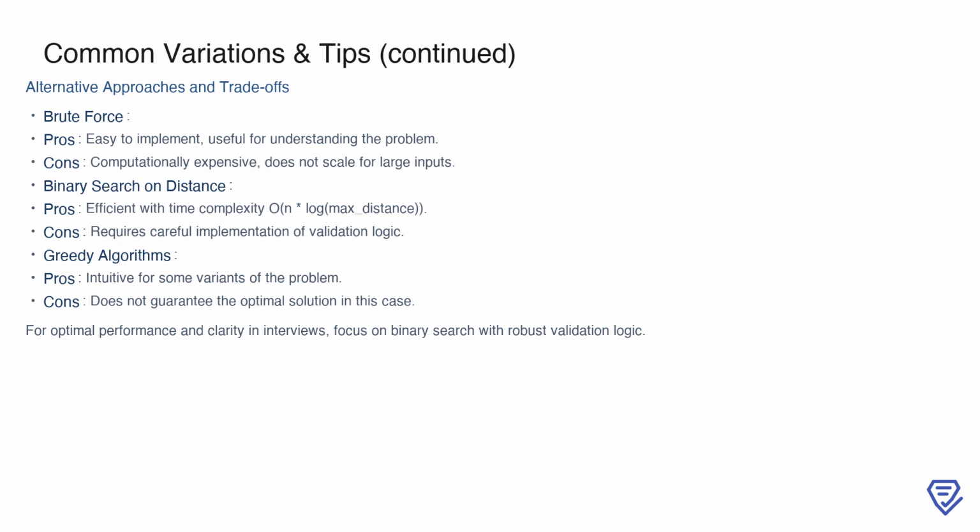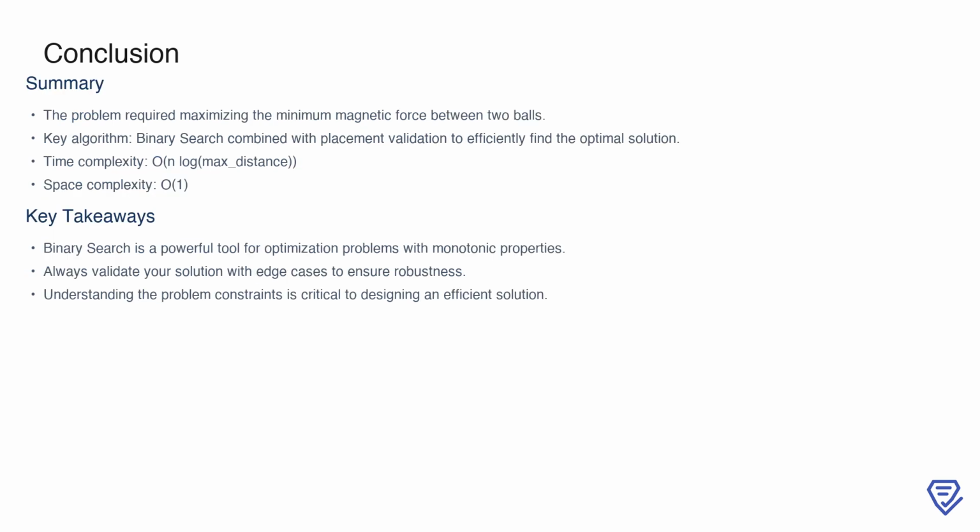Make sure your validation logic is robust and well-tested, as this will showcase both your problem-solving skills and your ability to write reliable code under constraints. Thank you for following along. In this session, we explored the magnetic force between two balls problem and applied binary search to solve it efficiently. Remember, optimization problems often benefit from a structured approach like binary search. Stay tuned for more solutions, and happy coding!